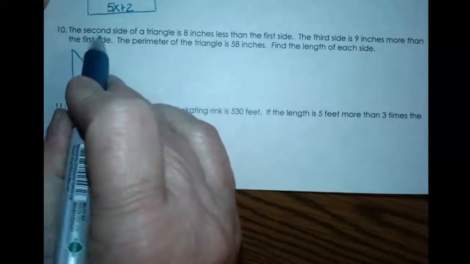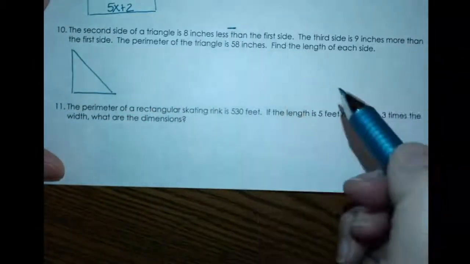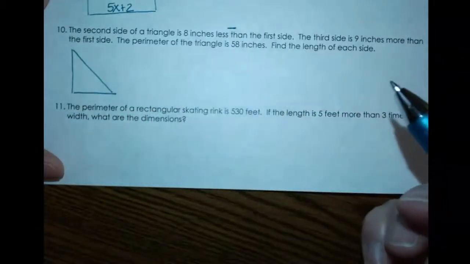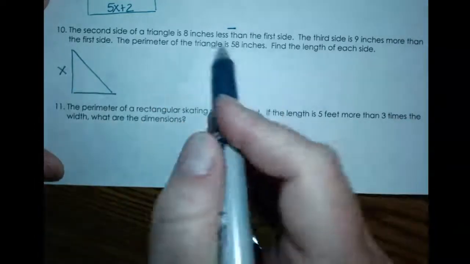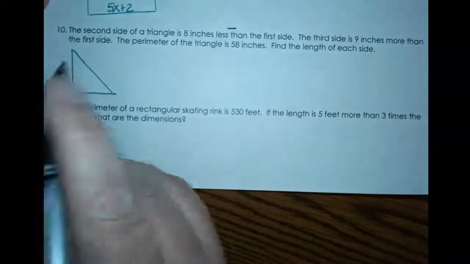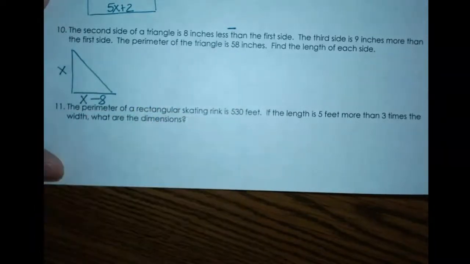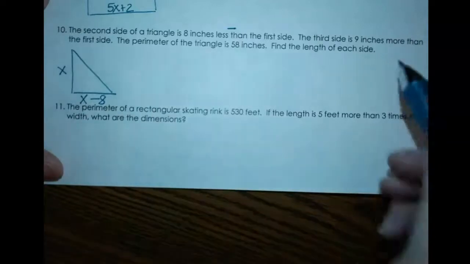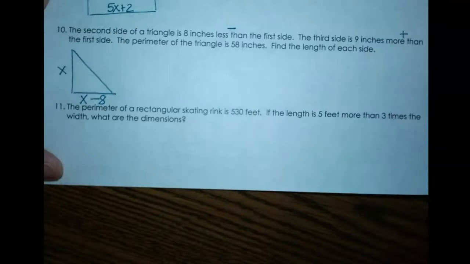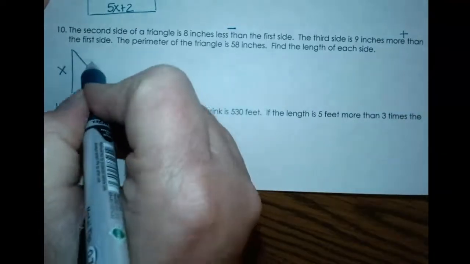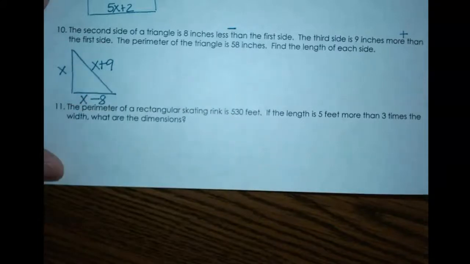The second side is 8 inches less than the first side. Well, how long is the first side? I don't know. I'm just going to call the first side x. How do I show 8 inches less than that? I take its length and I subtract 8 from it. And then the third side is 9 inches more than, so more than would be plus, the first side. So the first side is x, and if I want 9 more inches, I'll just add 9 to it.